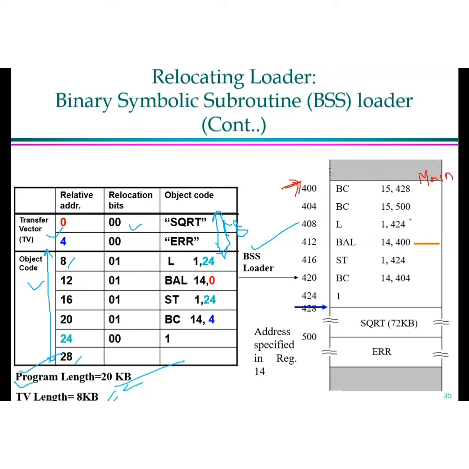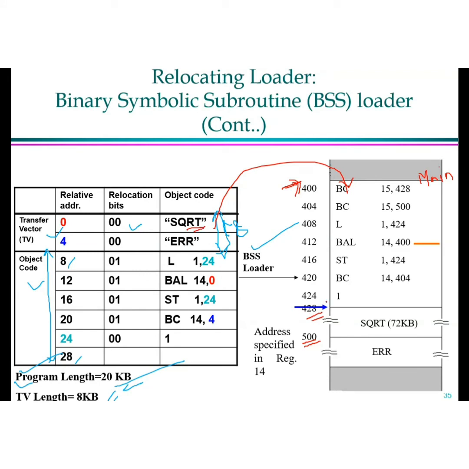You're talking about your main routine. SQRT, if you observe, is starting from location 428. ERR is starting from location 500. So all three modules are loaded by your loader in main memory. Okay. Now your first instruction. Whenever you are loading your transfer vector to main memory, each transfer vector entry is replaced by a branch on count instruction. Okay. So here for the first SQRT entry, you have written branch. So now where is your SQRT?